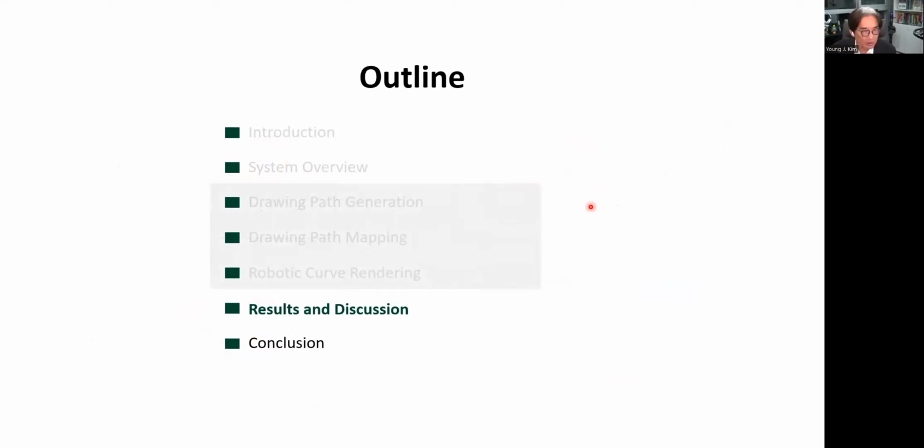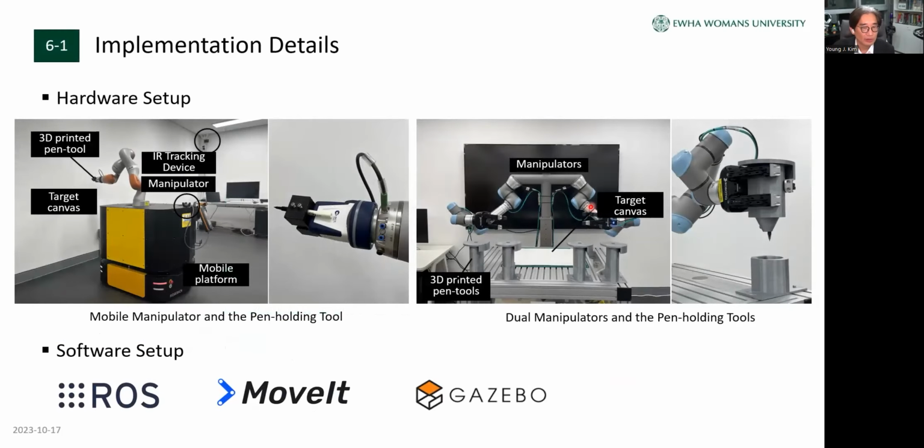Now, let me show some results. This is our robotic setup. We use two different robotic setups. One is a 7-DoF manipulator attached to a mobile platform. The other one is a dual robot arm. And we also have custom printing tools. We also use typical robotic software like ROS, MoveIt, and Gazebo.